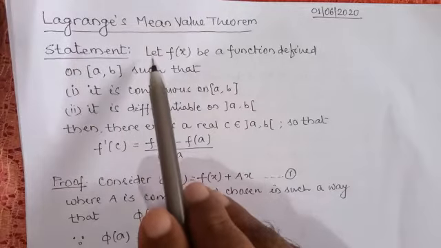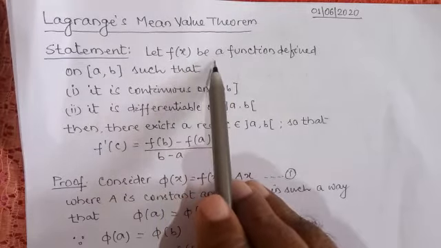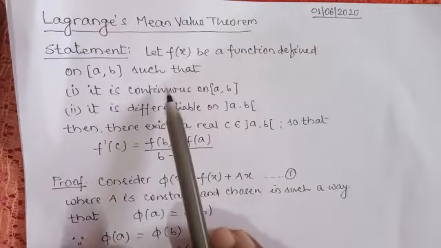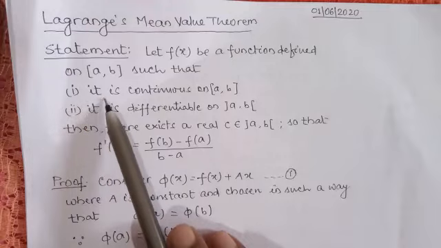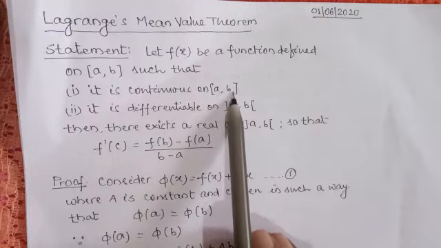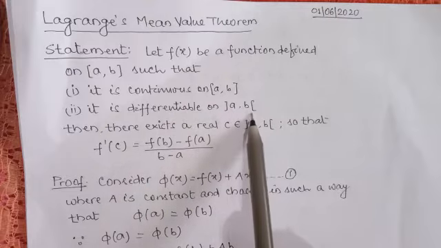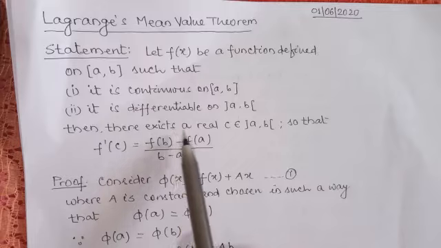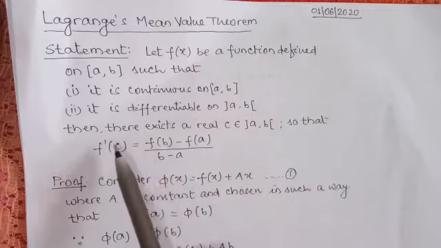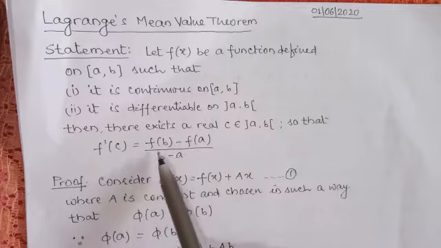See the statement. Let f(x) be a real valued function defined on interval [a, b] such that, first, it is continuous on the closed interval [a, b]. Second, it is differentiable on the open interval (a, b). Then there exists a real number c belonging to (a, b) so that f'(c) is equal to (f(b) minus f(a)) upon (b minus a).